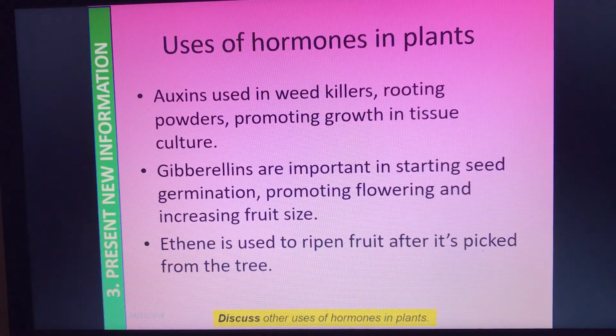If it was taken off the tree and ripe at the time, by the time it arrived in our supermarket, it would already be starting to go off and to rot. So the fruit is taken from the tree before it's ripened. It's then sprayed with ethene, and that ripens it on transit. So while it's being transported from one country to another, it's ripening, so it's ready and at the right stage of ripeness when we get it in the supermarket.